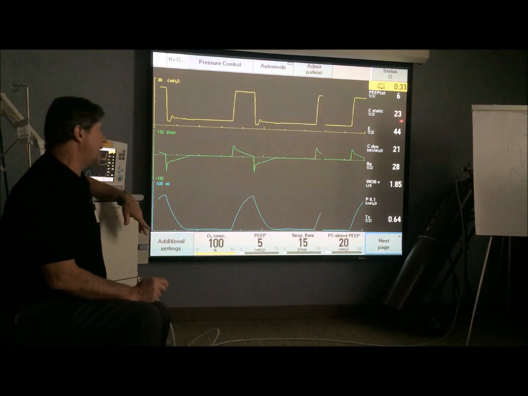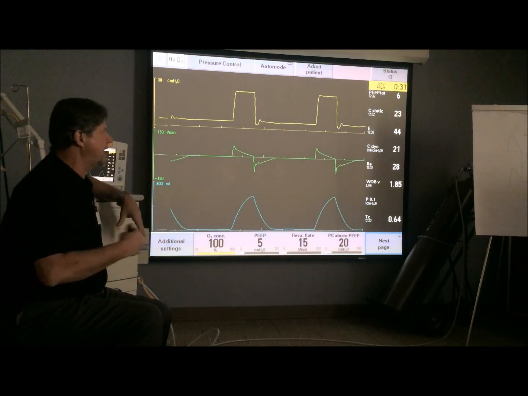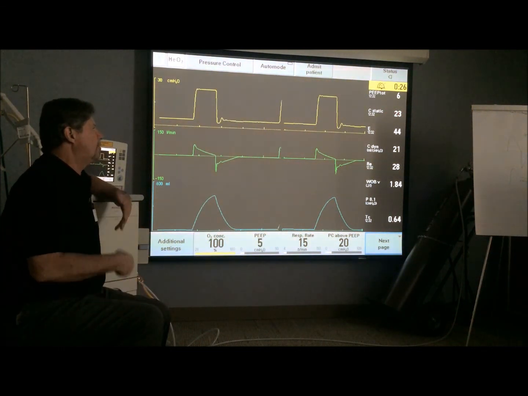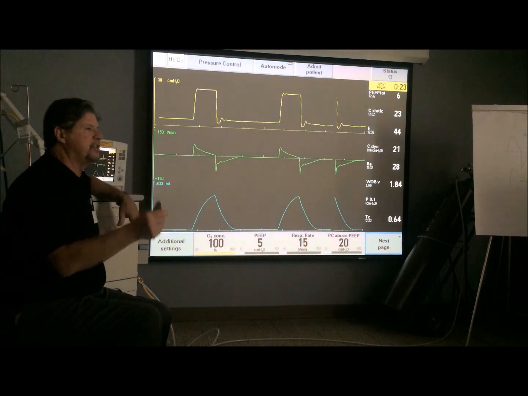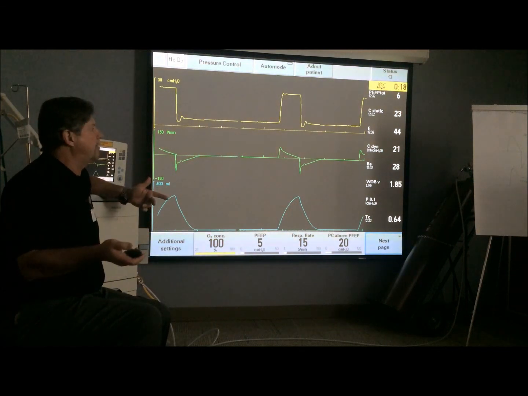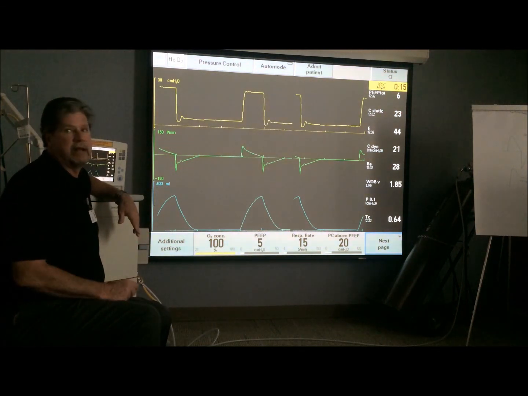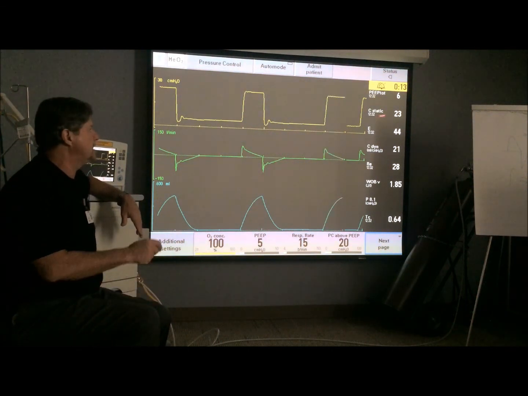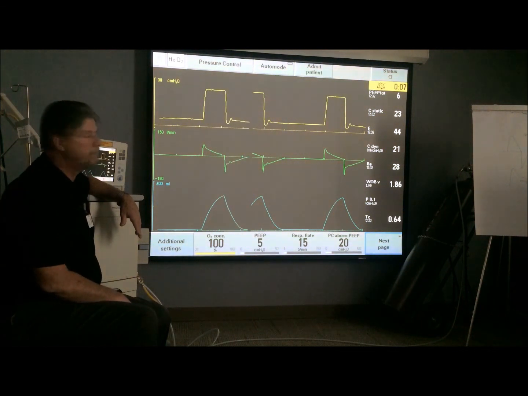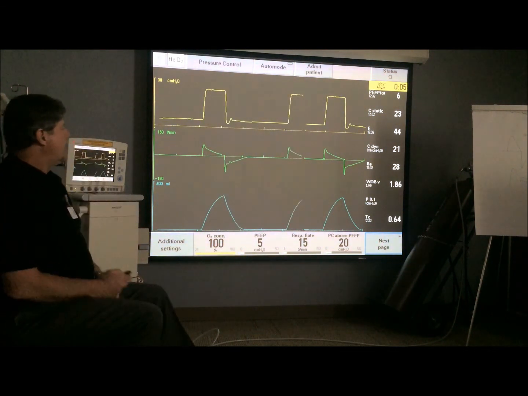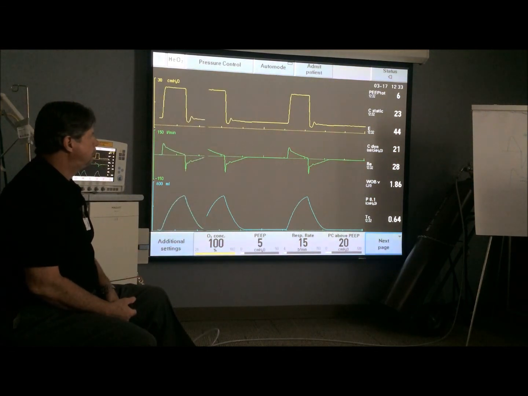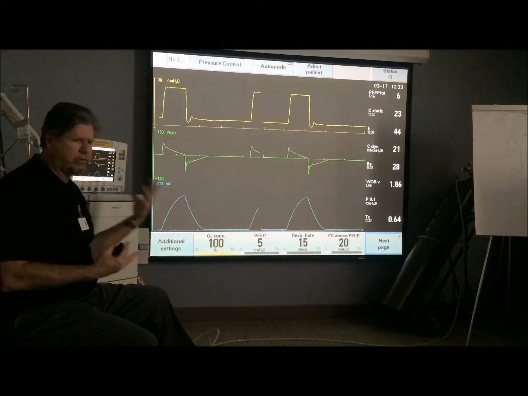Which means that for every centimeter of pressure that I deliver, I can generate 23 cc's of volume. So from there we can figure out how much pressure it would take to deliver a certain volume. So if I wanted to deliver a 230 cc tidal volume, I would simply set my pressure at 10 and I would be delivering 230 cc's because my compliance is 23. 23 times 10 is 230 cc's. So that's pretty much it on graphics, on a quick review of graphics.